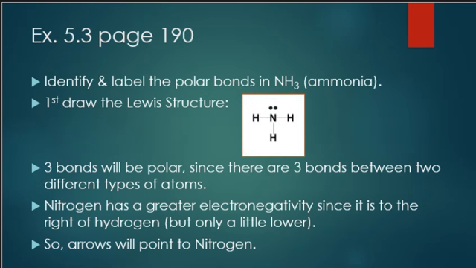See how it's kind of to the right over there? Hydrogen's way to the left. Okay, so which one's going to be pulling more? Electronegativity. It's going to be our nitrogen, right? So the nitrogen has a greater electronegativity because where it is on the chart, it's to the right of hydrogen, but just a little bit lower. So the arrows are going to point to nitrogen.